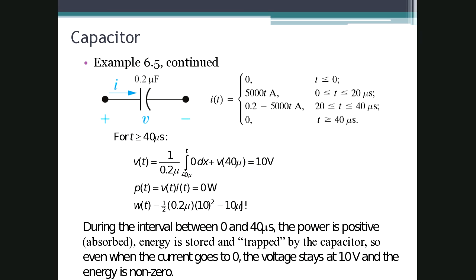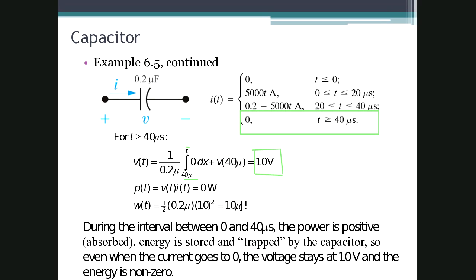Now we're looking at the very last case, where I of t is equal to 0 for t greater than or equal to 40 microseconds. Again, I'm not going to ask you to do this part, but I will just give you the function for V of t, or I'll work this out for you. From 40 microseconds all the way to some infinite amount of t.